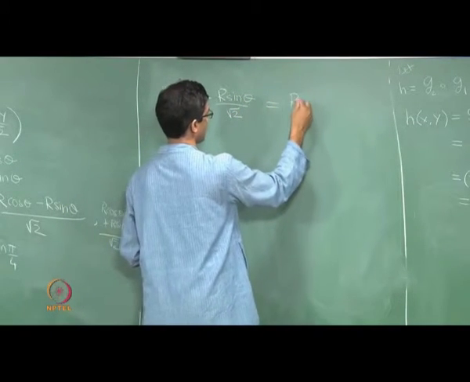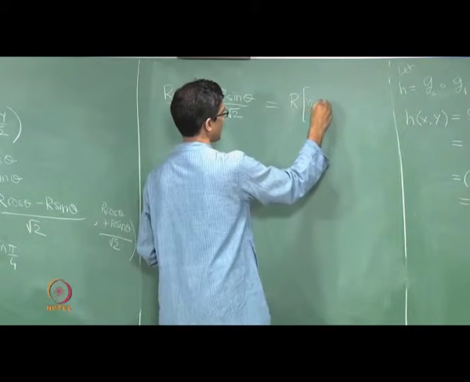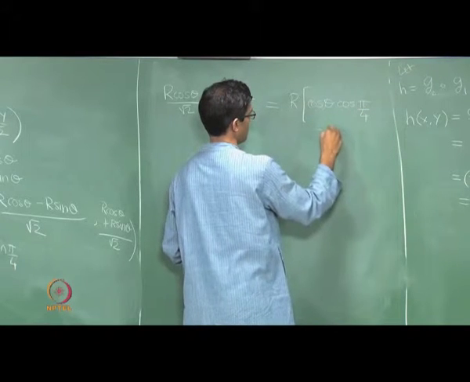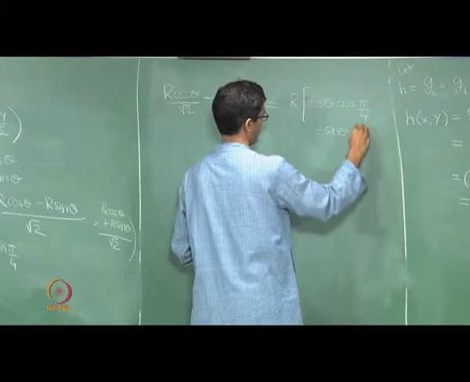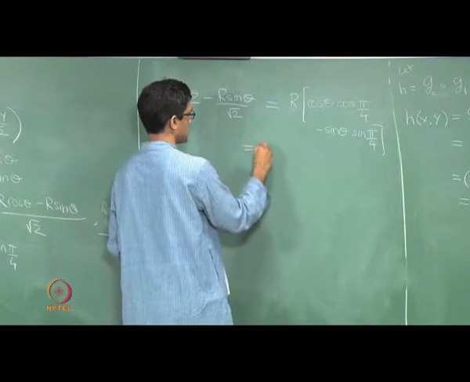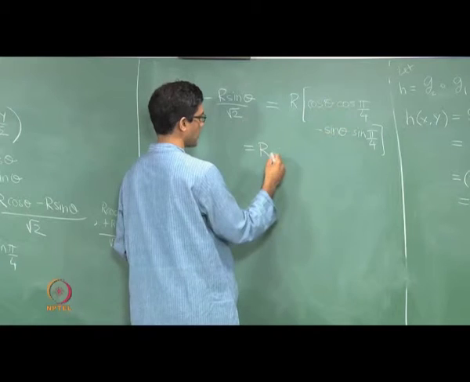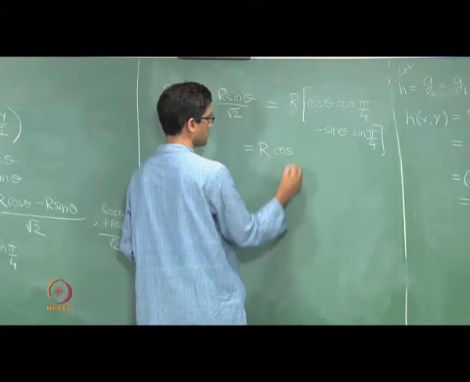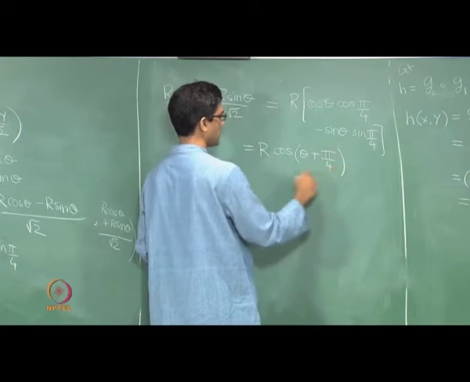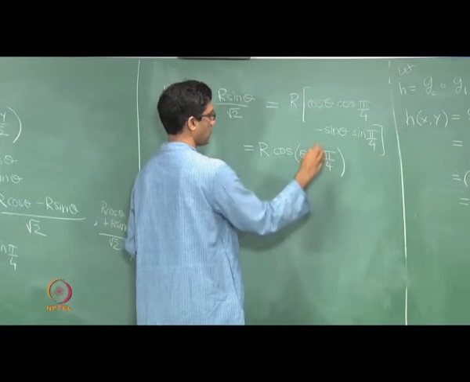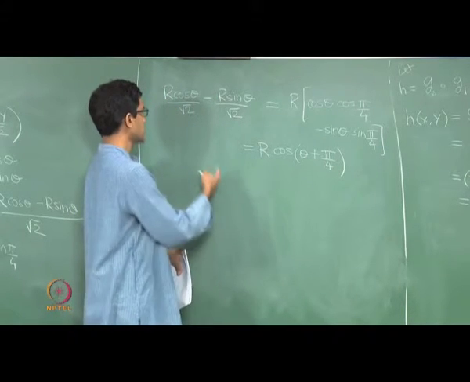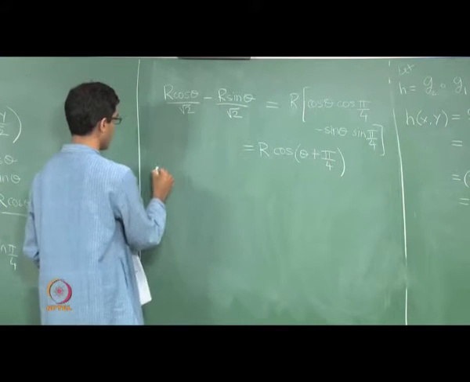as the following. It is really r times cosine of theta cosine of pi by 4 minus sine of theta sine of pi by 4, and this is just r. So, now we use the trigonometric identity for the cosine of a sum. So, cosine of theta plus pi by 4 would exactly be cosine theta cosine pi by 4 minus sine theta sine pi by 4.